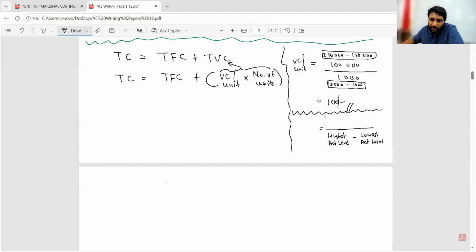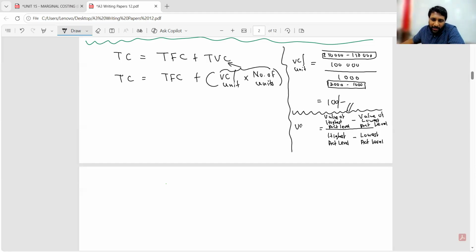Numerator: the value of the highest activity level minus the value of the lowest activity level. So this method we will call the high-low method, people.